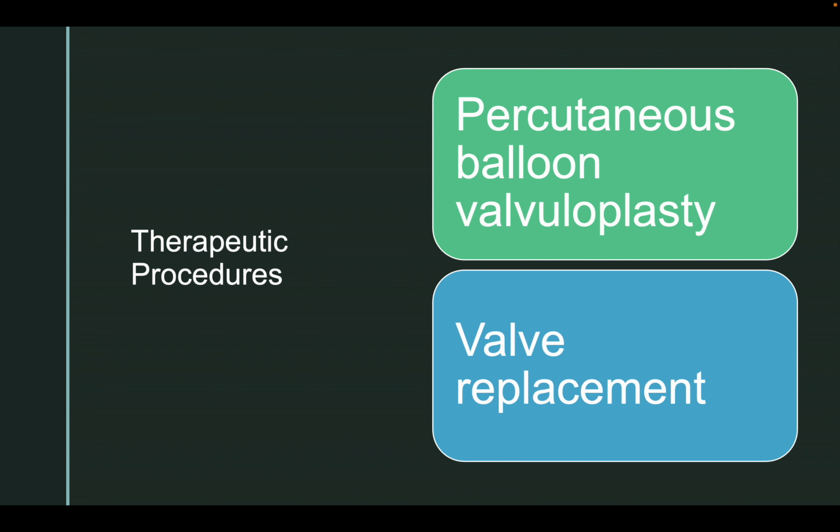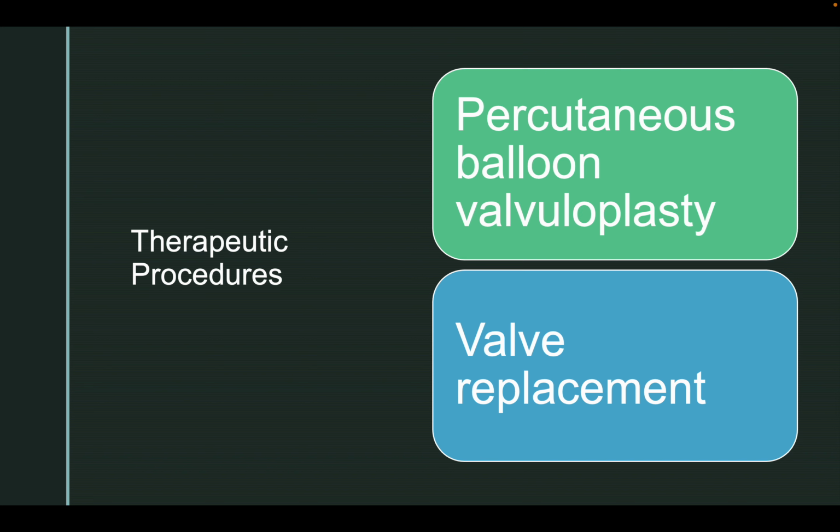Some therapeutic procedures. They also talked a lot about the percutaneous balloon valvuloplasty. This procedure can open those aortic or mitral valves affected by the stenosis. A catheter is actually inserted through the femoral artery, which we kind of talked about already, and advanced into the heart. A balloon is inflated at that stenosis lesion area to open the fused area and improve leaflet mobility. They also talk a lot about valve replacement.